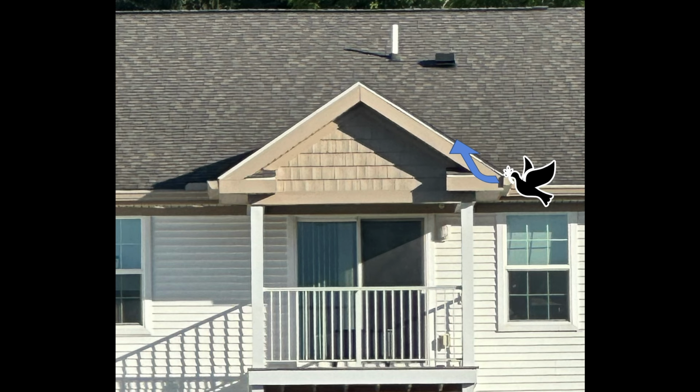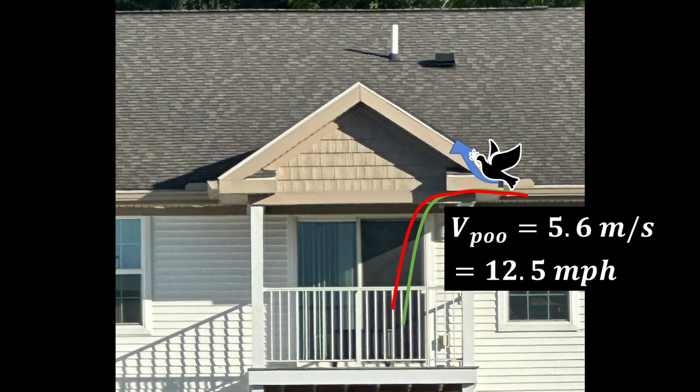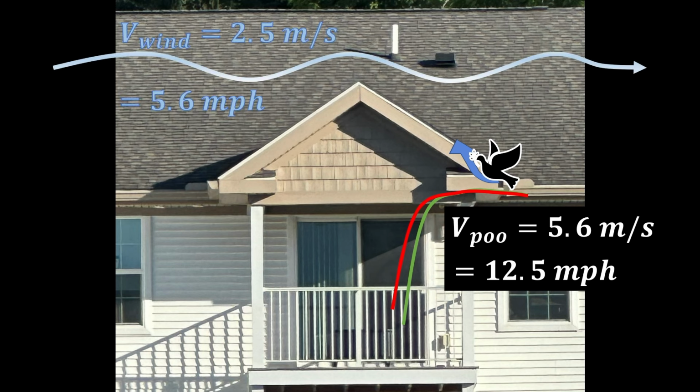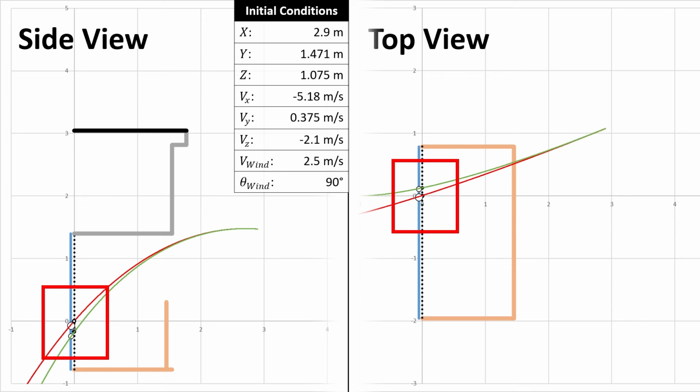Regardless, the bird launched the poop near horizontal with a slight upward velocity, at a total speed of 5.6 meters per second, or 12.5 miles per hour. The poo breaks in two, and a slight crosswind of 2.5 meters per second, or 5.6 miles per hour, pushes the two turds to destiny. These trajectories fall within 1 centimeter of the target points.